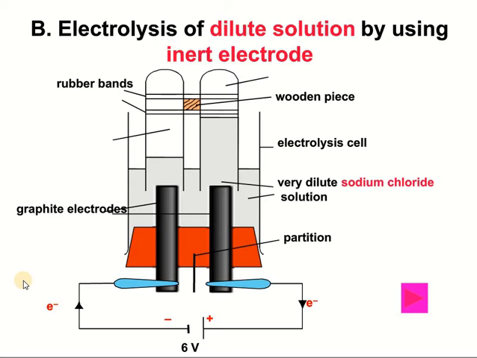Another example, electrolysis of dilute solution by using inert electrode. We have rubber bands, and a wooden piece in between. Electrolysis cell it is. Very dilute sodium chloride solution is taken. The graphite electrodes are also introduced in this. There is a partition present between the electrodes. 6 volts passed. Electrons transformation takes place.